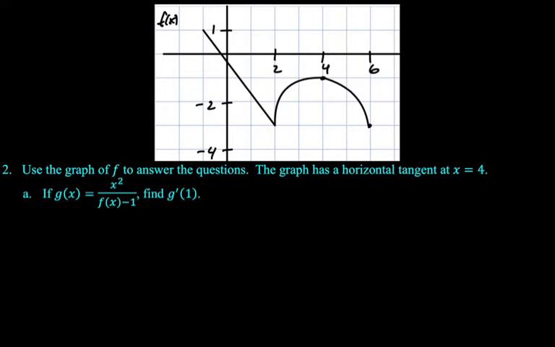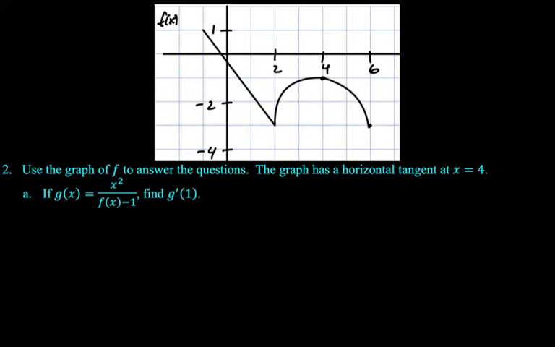Use the graph of f to answer the questions. The graph has a horizontal tangent at x equals 4. I kind of hand draw these, and it's hard to do that, so I'm just telling you straight out that it's actually a horizontal tangent at x equals 4. For part A, if g of x is x squared over the quantity f of x minus 1, we're going to find g prime of 1. So we need to find g prime of x.